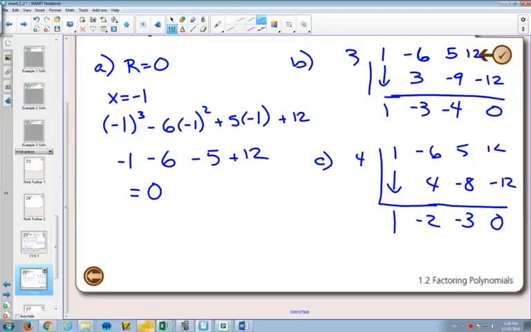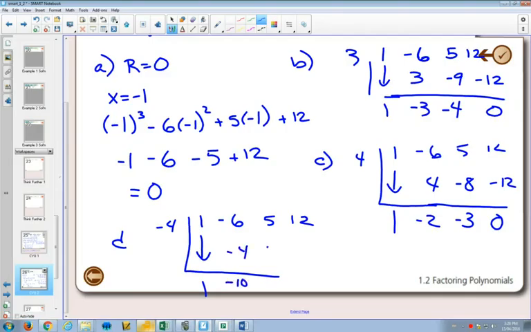And finally, part D, you'd have -4 outside, 1, -6, 5, 12. Bring down the 1. Actually, write a 1. -4, -10, +40, 45. So in synthetic division, sometimes you do end up with big numbers, as in this case. -180. And let me just check. Is 12 minus 180 0? No. 168. So the last one isn't a factor.